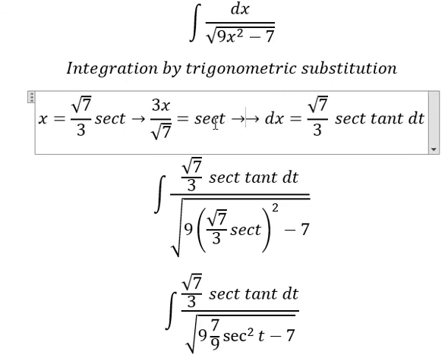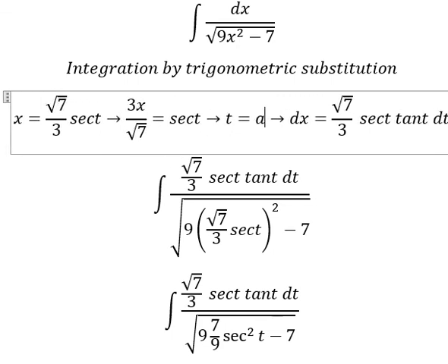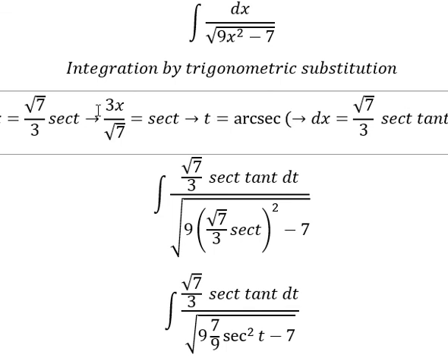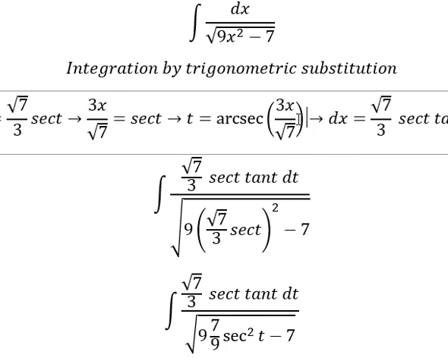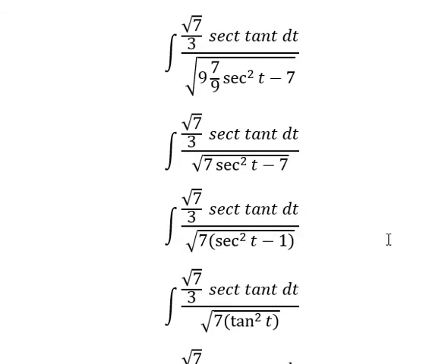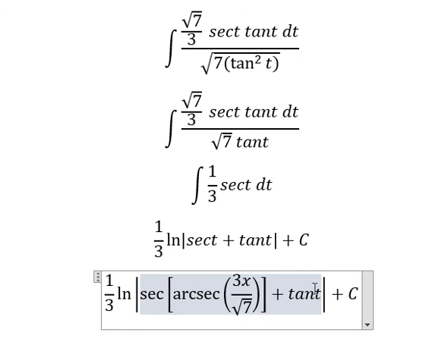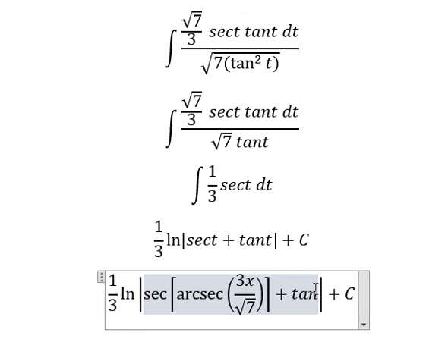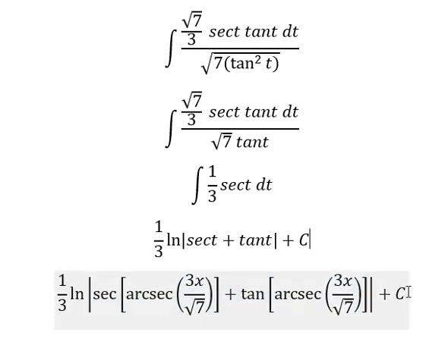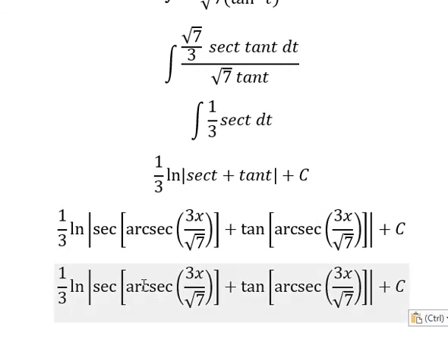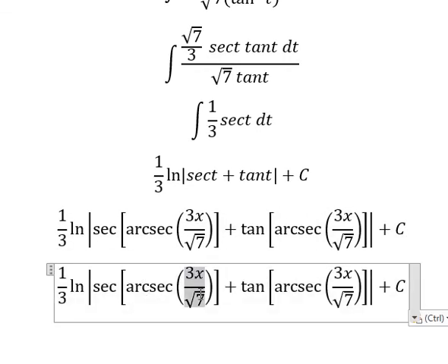So we can find the value of t equals arc secant of 3s over the square root of 7. So we put this one to replace t. Secant with arc secant, so we got this one.